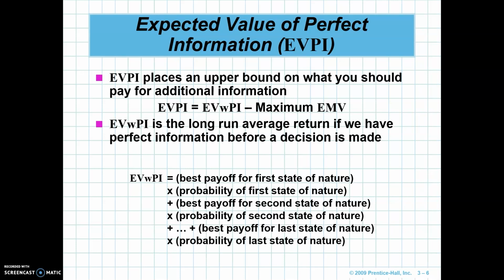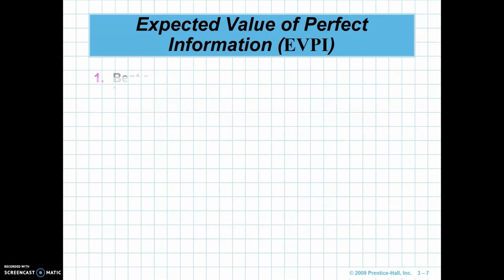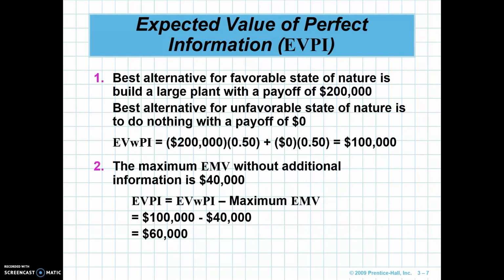So the formula for calculating EVWPI is the best payoff for the first state of nature, best payoff meaning the maximum one, into the probability of the first state of nature, plus the best payoff for the second state of nature into the probability of the second state of nature. Likewise in case of EMV, right? So this is how we calculate EVWPI. The best alternative for the favorable state of nature is to build a large plant with a payoff of 2 lakh dollars. The best alternative for the unfavorable state of nature is to do nothing with a payoff of zero, right?